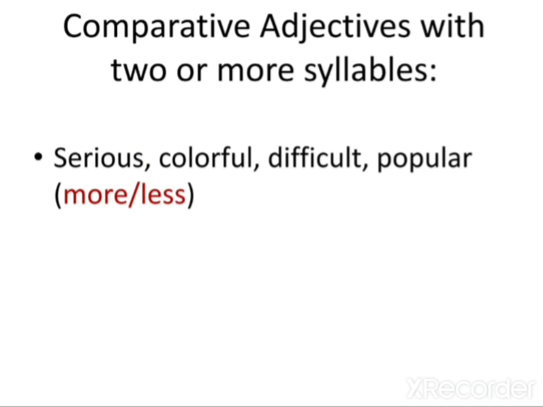So the main rule is if it's one syllable, ER; three or more syllables, you use more or less. And if it is two syllables, sometimes it's ER and sometimes it's more and sometimes you have a choice. I know it's a little confusing, but that's just what the grammar is. We have to memorize rules for that.